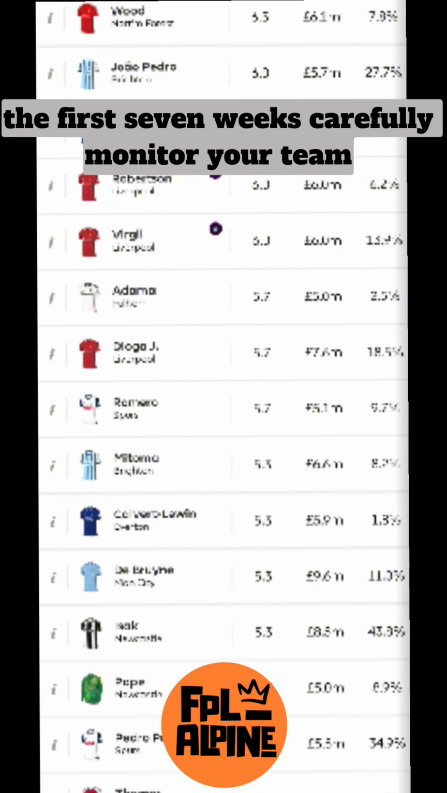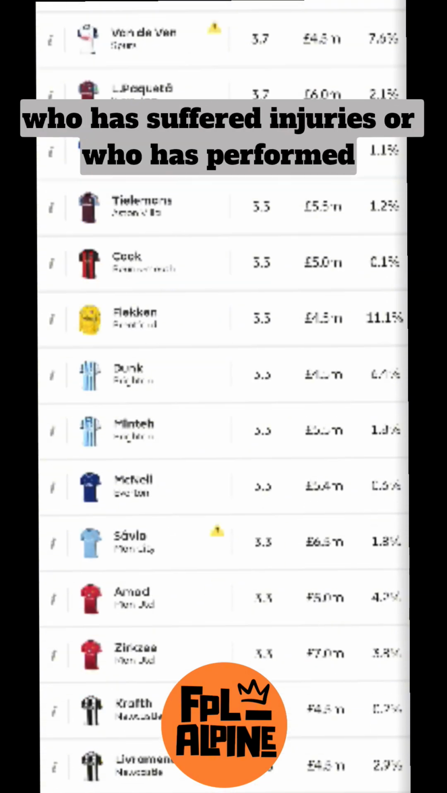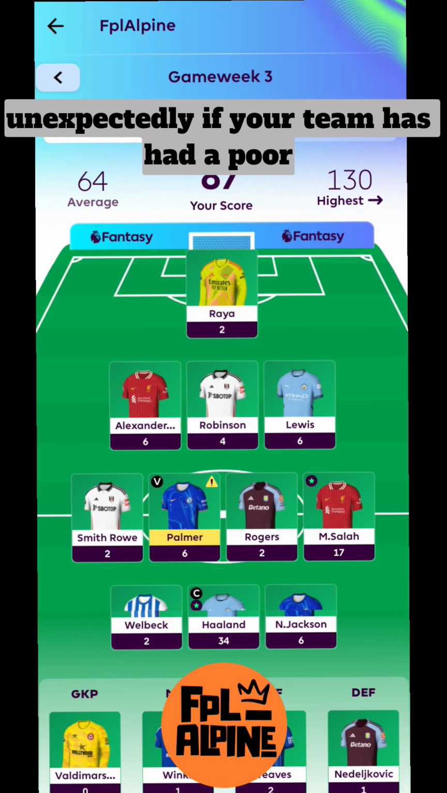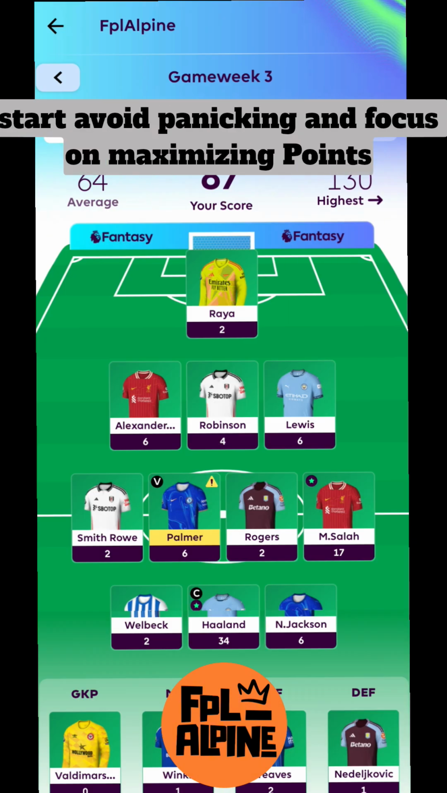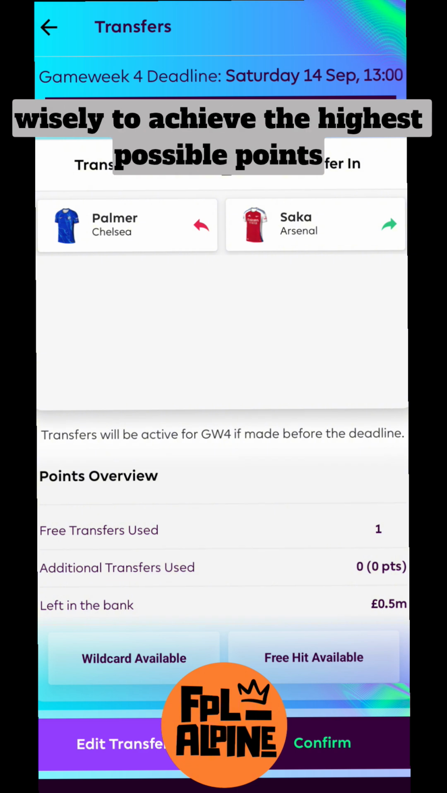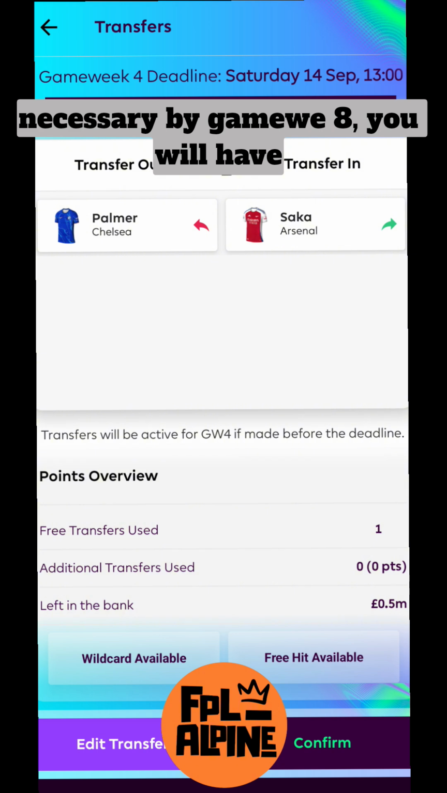Throughout the first 7 weeks, carefully monitor your team. Analyze which players are in form, who has suffered injuries, or who has performed unexpectedly. If your team has had a poor start, avoid panicking and focus on maximizing points each week. Use your transfer opportunities wisely to achieve the highest possible points. Don't hesitate to make knee-jerk decisions if necessary.